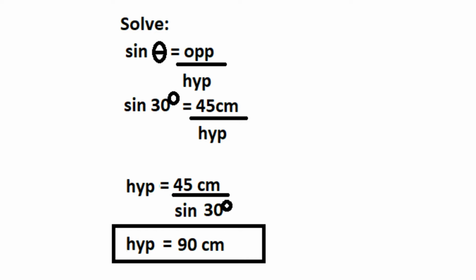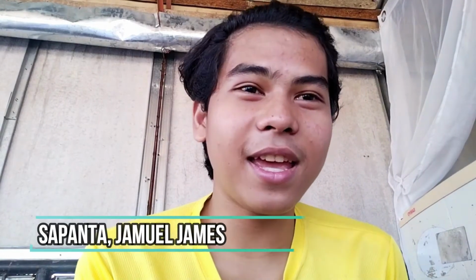We're going to substitute: sine 30 degrees equals 45 centimeters over hypotenuse. Then we're going to cross multiply so we can divide 45 centimeters by sine 30 degrees. So the approximate measurement of the hypotenuse is 90 centimeters. The second subject of the day is tiles.